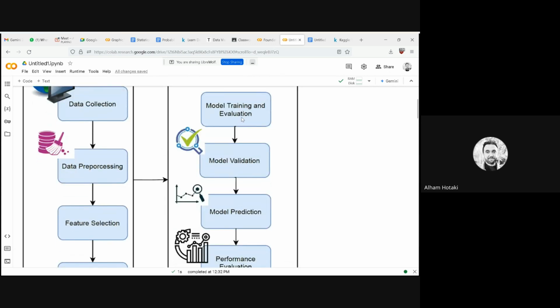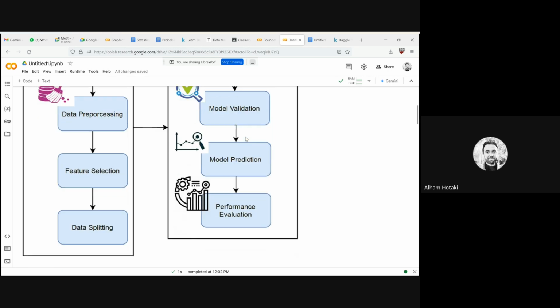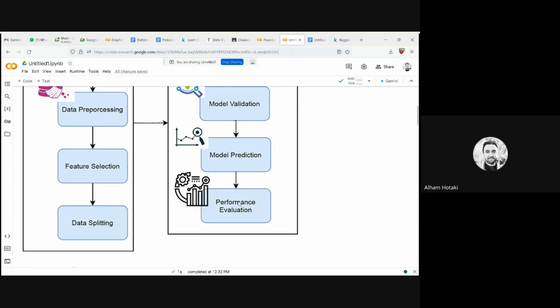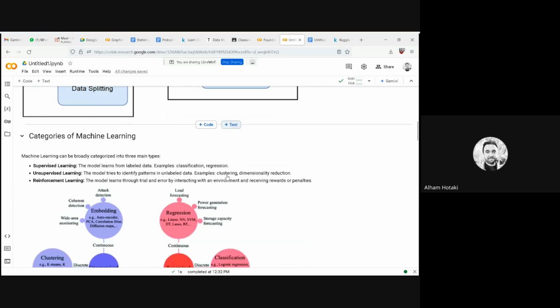Then you have to train the model and evaluate the model. Then you have to validate the model, and then model prediction, then performance evaluation. These are the steps within this model development in machine learning.